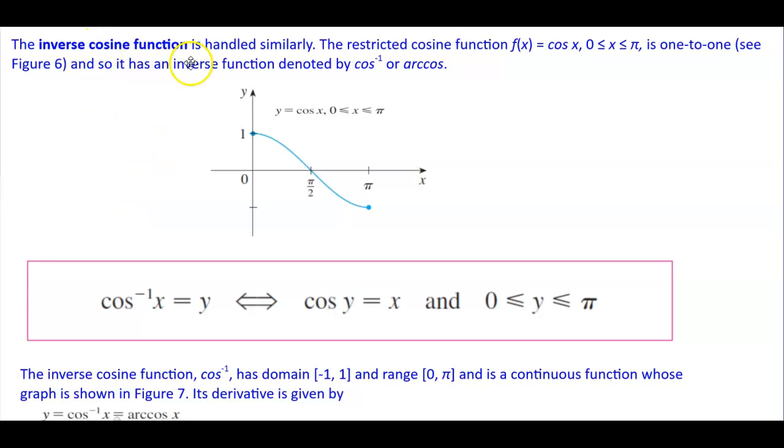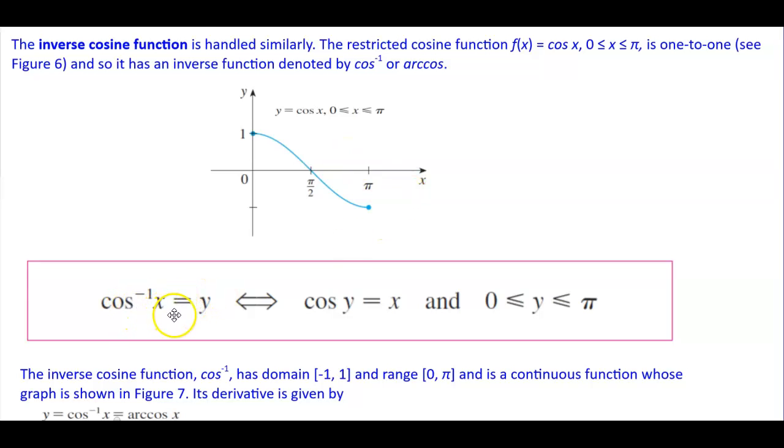The inverse cosine function is handled similarly. The restricted cosine function f of x equals the cosine of x, where x is between 0 and pi inclusive, is 1 to 1, as you can see here in this figure. And so it has an inverse function denoted by cosine inverse or arc cosine.